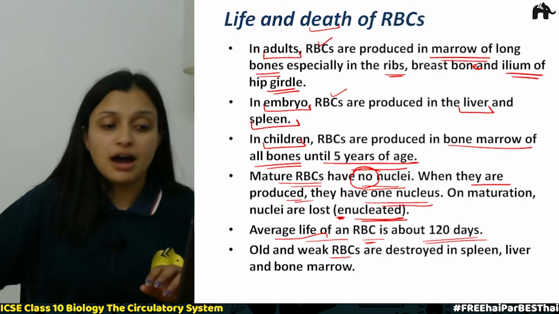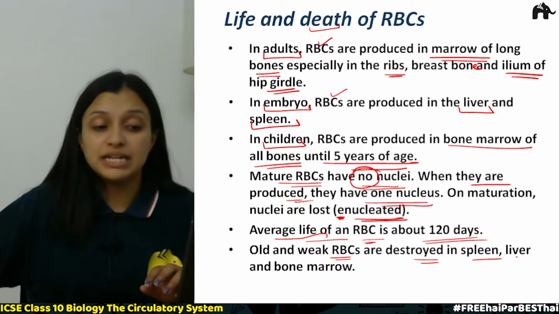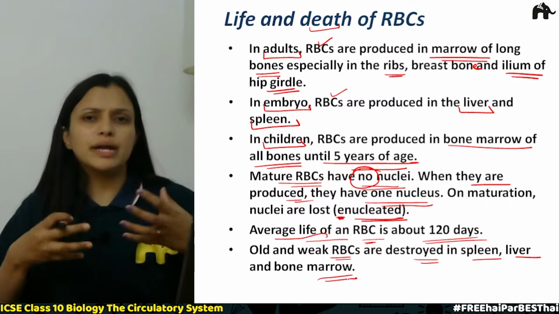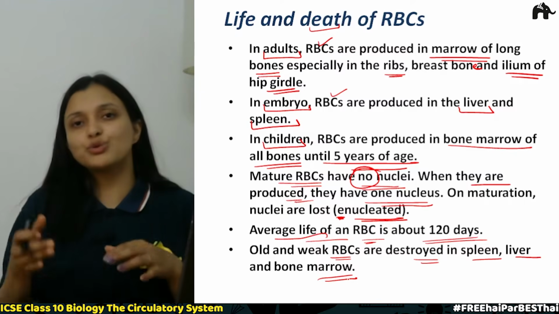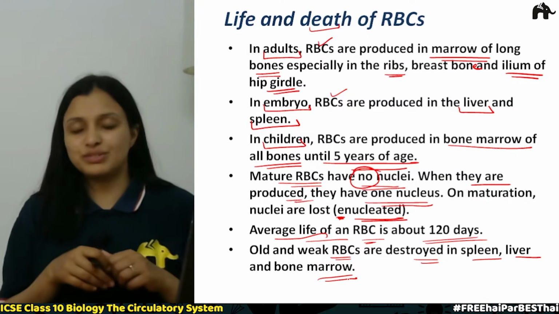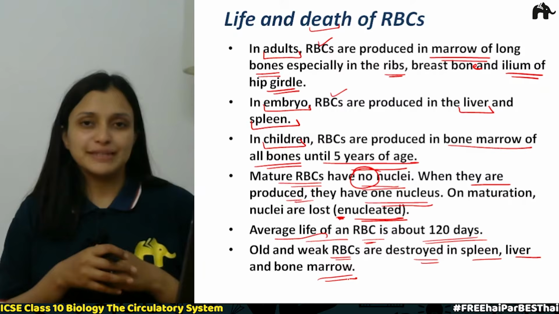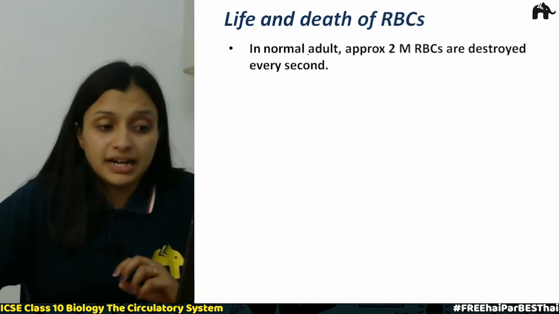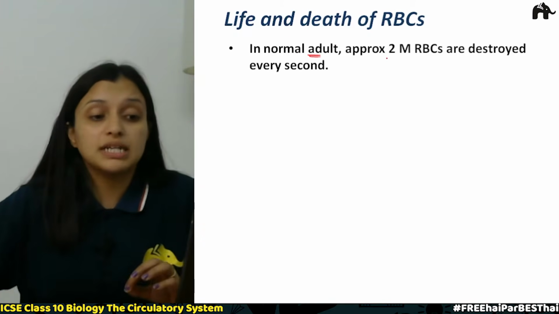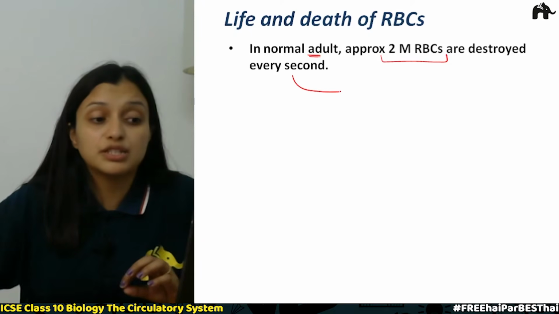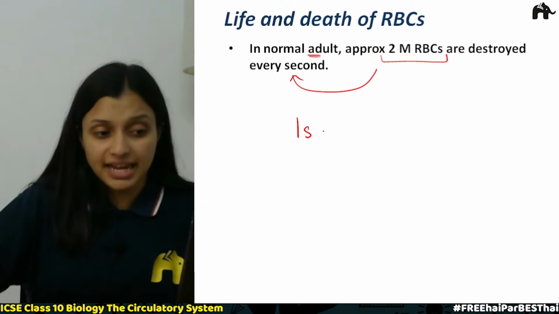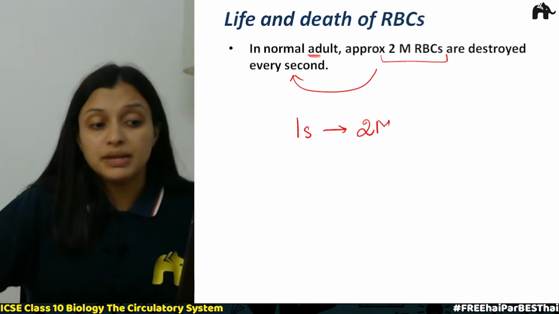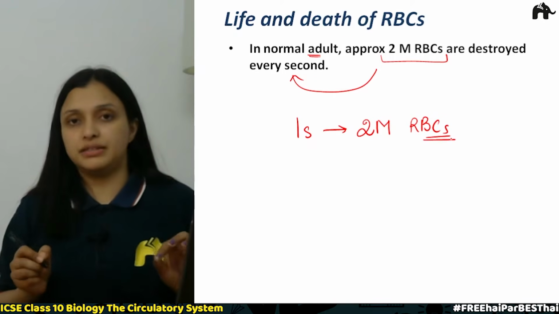Now old and weak RBCs are destroyed by the spleen, liver and bone marrow. So where do these old and dead RBCs go? They go back to the liver, spleen and bone marrows. Clear? I hope this much is clear. In normal adults, approximately 2 million RBCs are destroyed every second. So in 1 second, almost 2 million RBCs are destroyed in a normal adult.